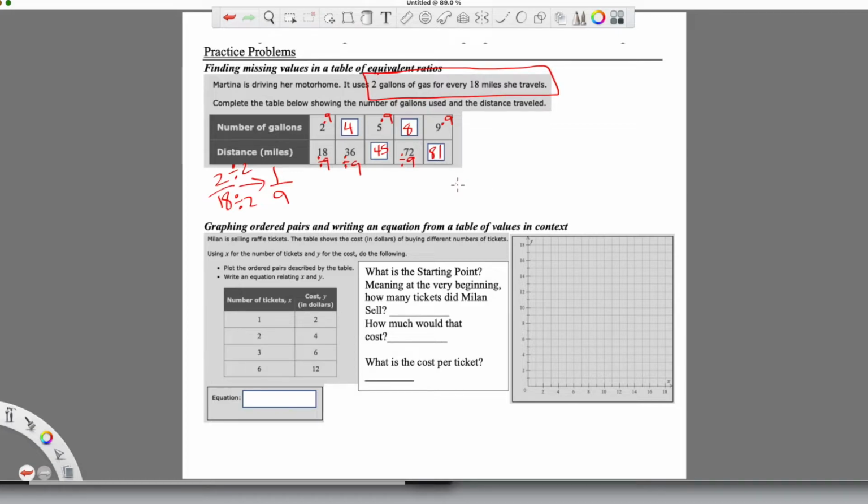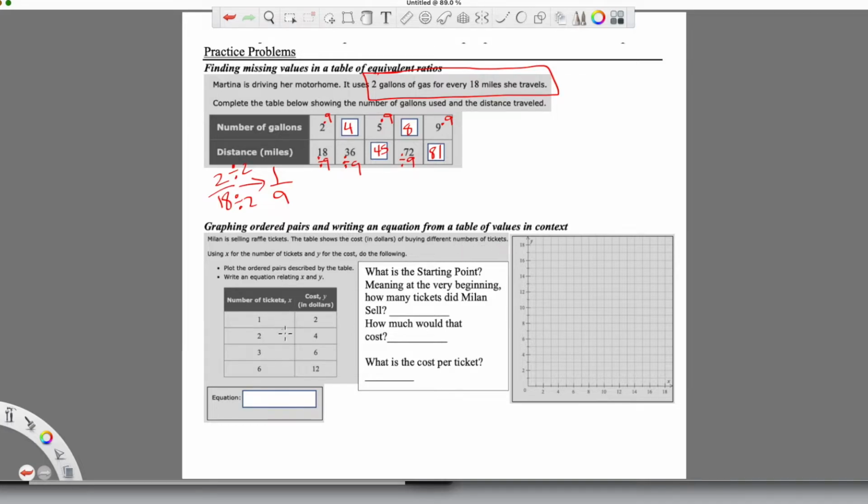All right. So now we're going to take a look at ordered pairs for a somewhat similar situation. It's a similar relationship anyway. Milan is selling raffle tickets. The table shows the cost in dollars of buying different numbers of tickets.